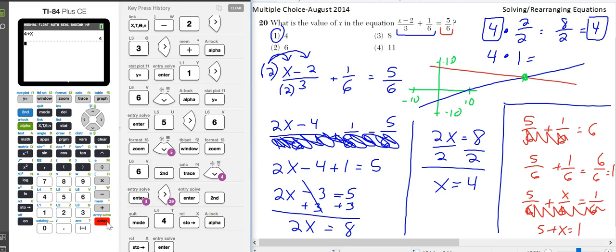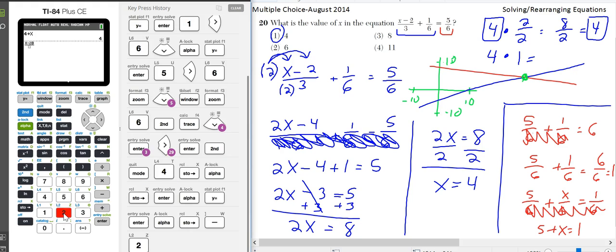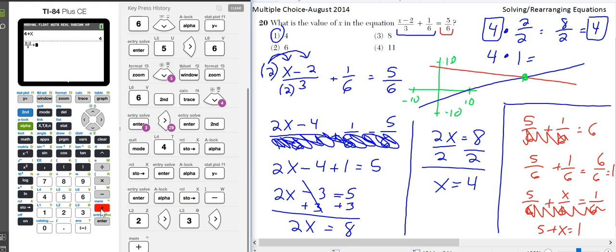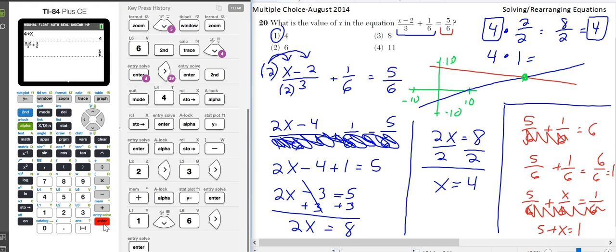So if we type in the whole left-hand side of the equation, with x being equal to 4, if that equals 5 over 6, then we got it. Then the answer is 4. So let's do that. Let's do a fraction. So alpha y equals, enter to get a fraction. Then we're going to do alpha x to get an x, minus 2, right arrow to go down, over 3, plus alpha y equals, enter to get another fraction, 1 over 6, enter, 5 over 6.